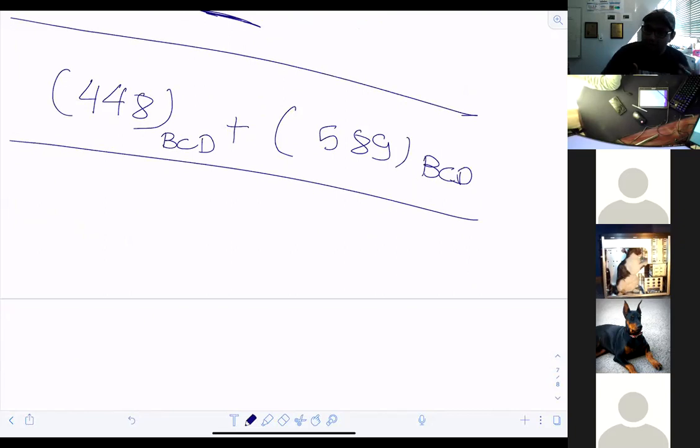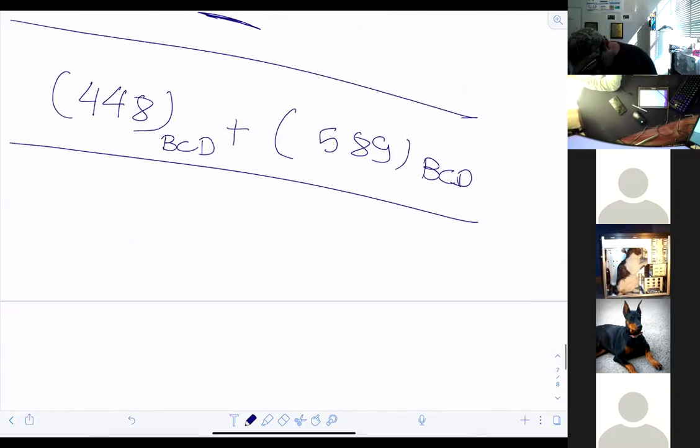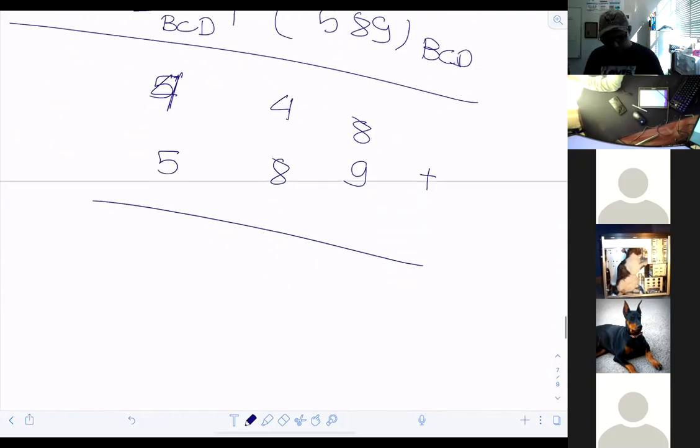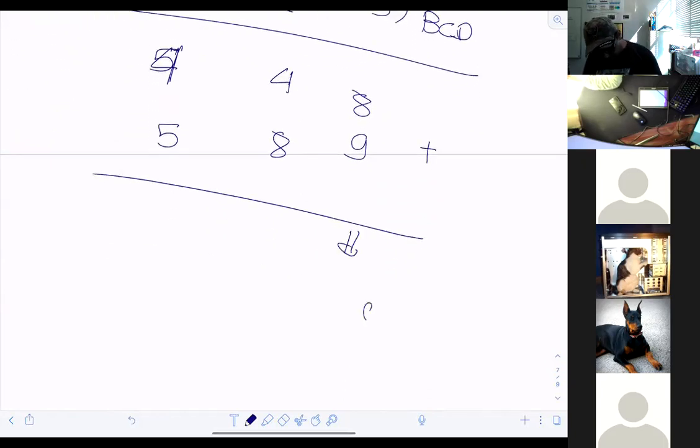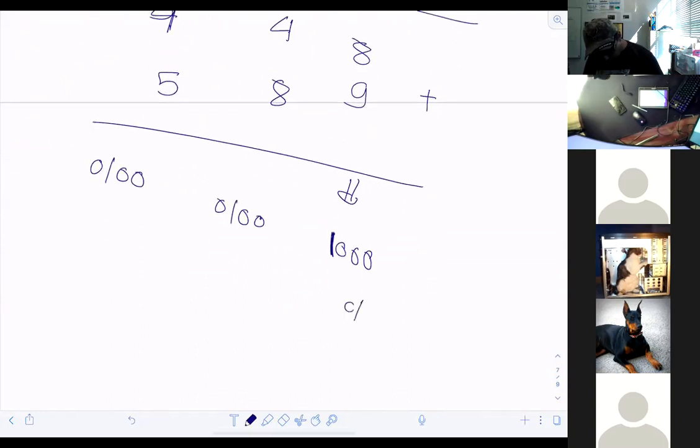I need to do a process of adding and subtracting. Adding and subtracting here is easy, you just add and subtract. Okay, so if I add, then I will go here and say it's 8, here is 9, it's 4, here is 8, it's 4, here is 5, right? Then I will move a little bit. 8 is 1, 0, 0, 0. 4 is 0, 1, 0, 0. 4 is 0, 1, 0, 0. 9 is 1, 0, 0, 1. 8 is 1, 0, 0, 0. 5 is 0, 1, 0, 1.